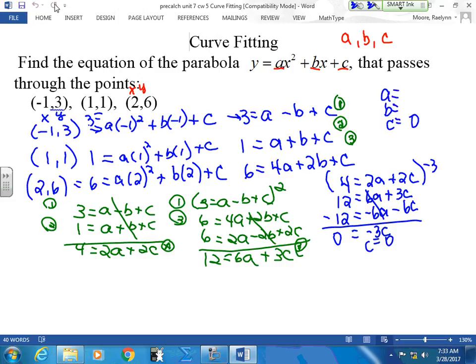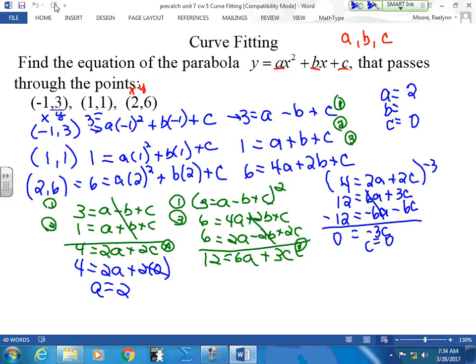Okay, now, back up into one of those original 2, the A or the B. So which one would you like to work with, A or B? A works for me. So we're going to plug in a C of 0, and we'll solve for A. So that's wiped out. So A is what? 2.